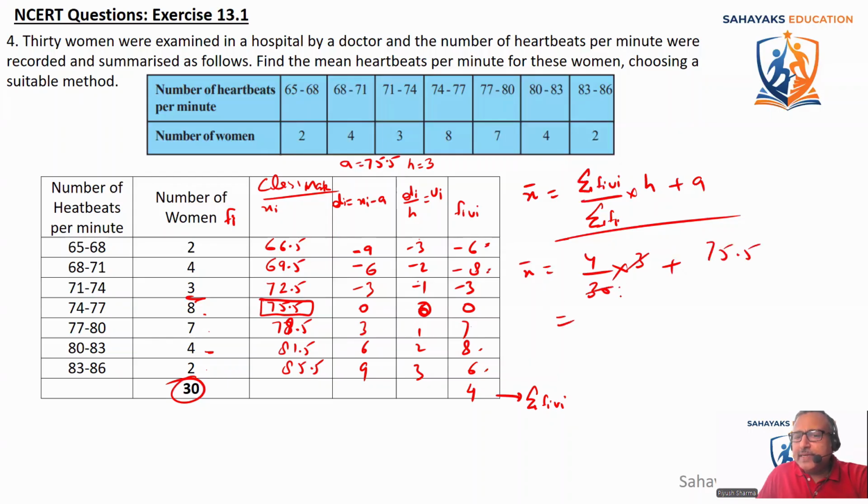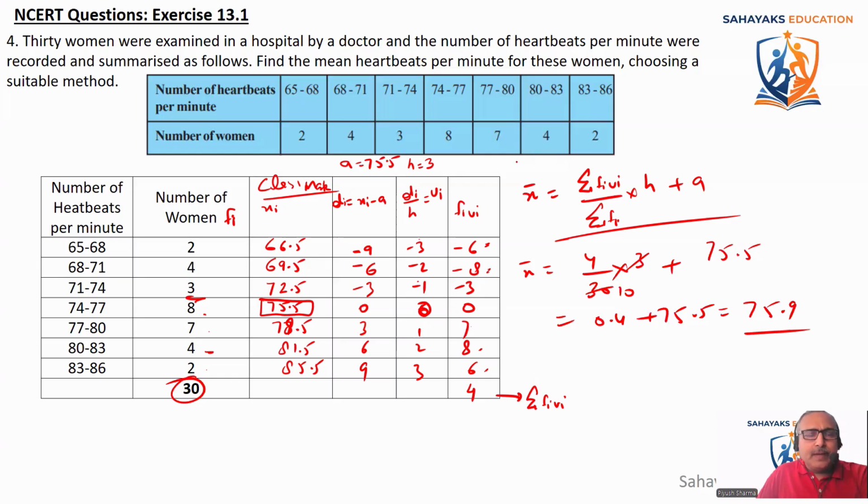So it is 3 10s are 30. So it comes out to be 0.4 plus 75.5. It comes as 75.9. So 75.9 is the average or mean heartbeat for the women who choose this method.